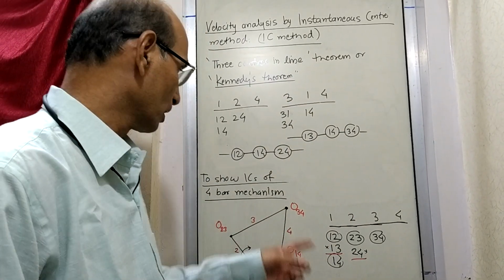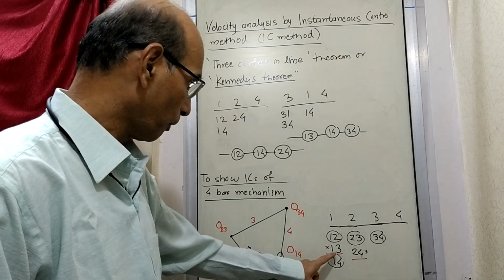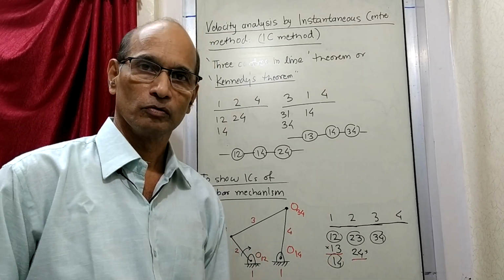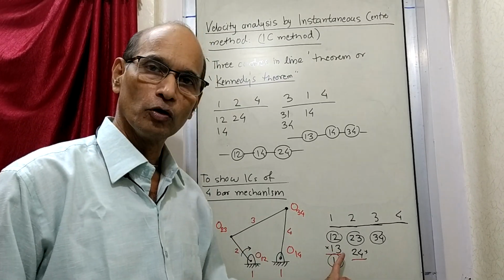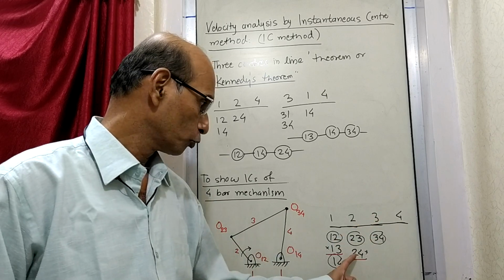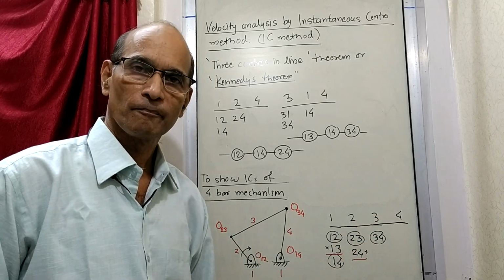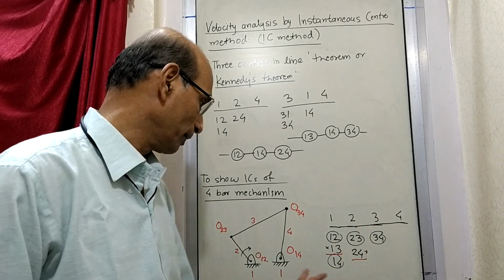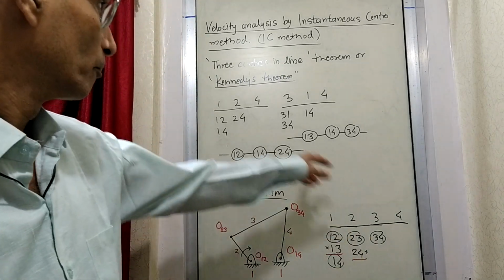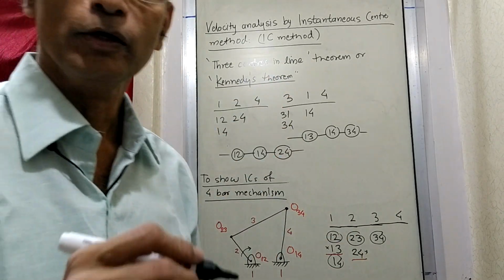Now this theorem we are going to make use of to find out what is not known. So 1, 3 we don't know, we have to find it out. 2, 4 we don't know, we have to find it out. So that we will be able to find out by this rule, by this theorem. So how do we do it now?